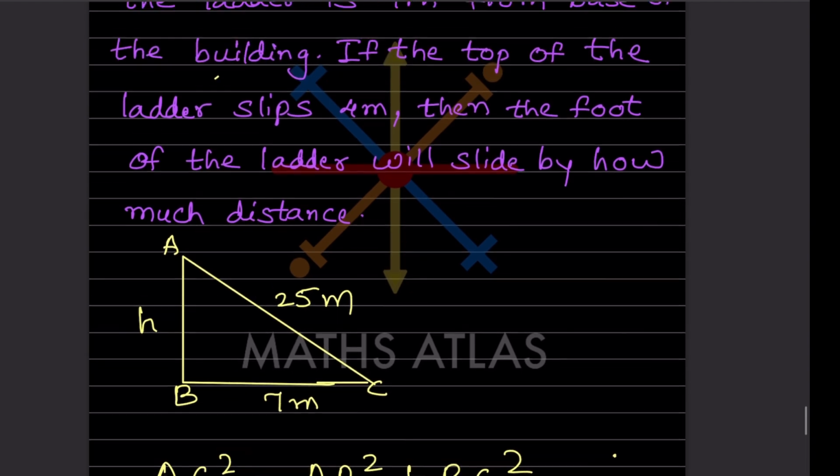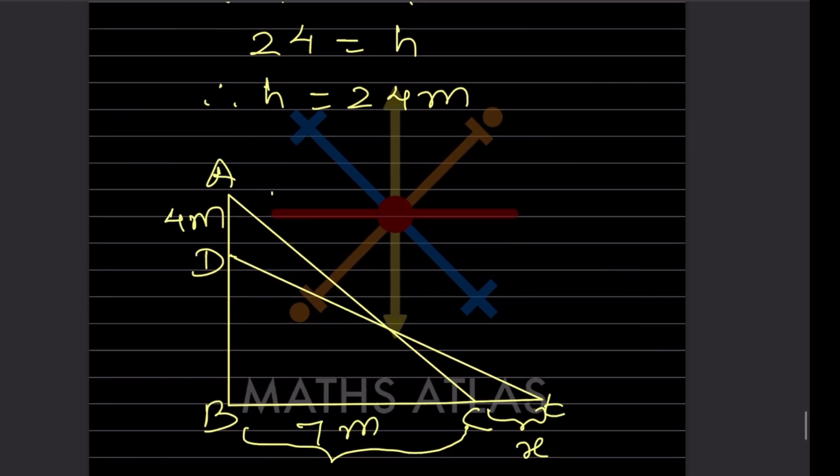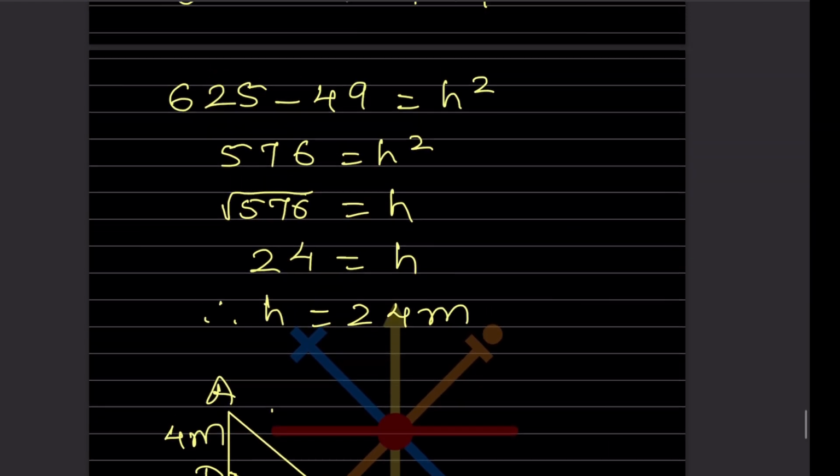Now in the second part, what did they say? If the top of the ladder slips 4 meter. Can you see this? This is the top of the ladder. This is slipping how much? This is 4 meters. So we will just draw like this, and we say that is 4 meter. Now the line is going to get extended.